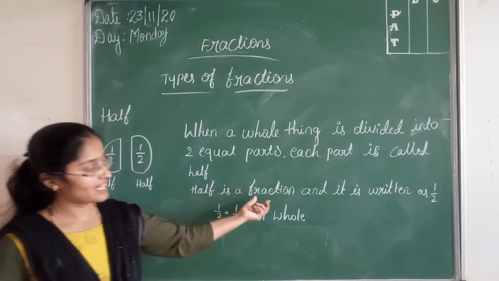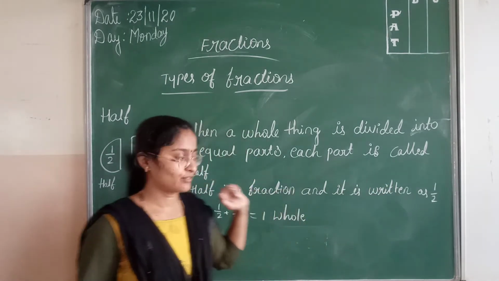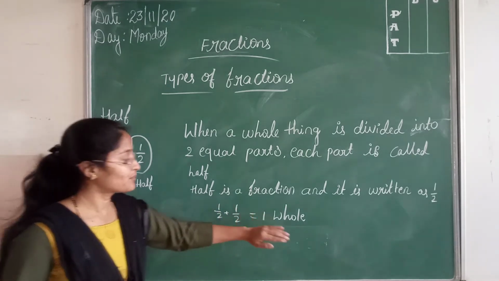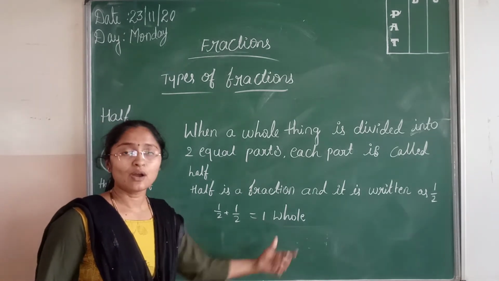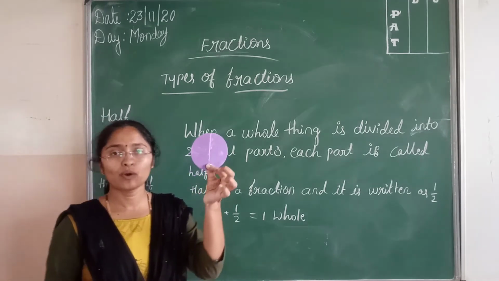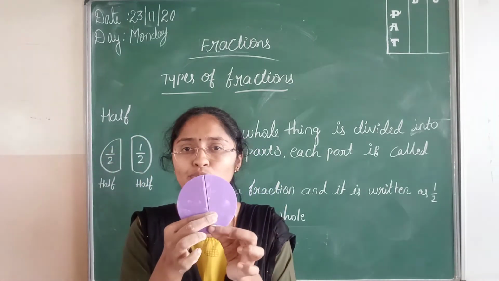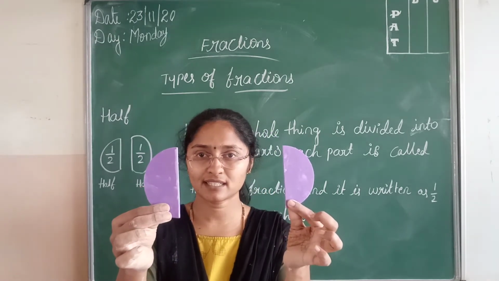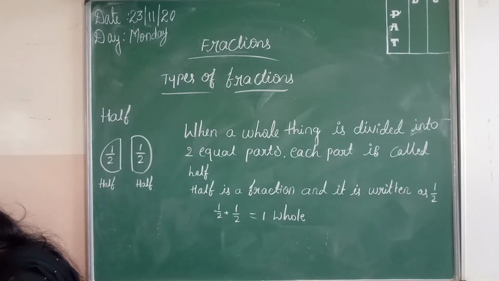Okay, half is a fraction and it is written as 1 upon 2, and it is read as half. When we add half plus half, it is equal to 1 whole. When we add these two pieces, we will get 1 whole. For example, now here I have a 1 whole object. When I cut this into two equal parts, now this is 1 half and this is another 1 half.